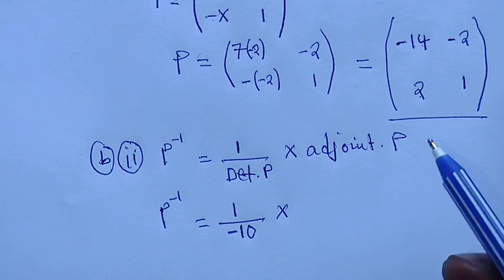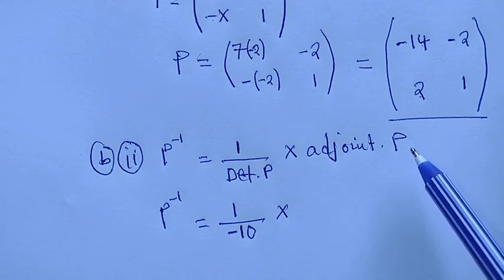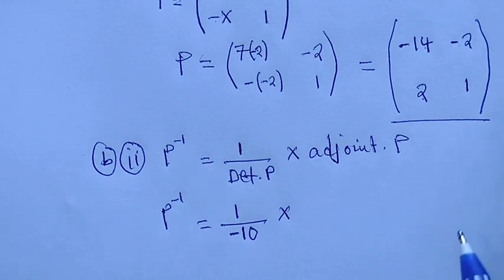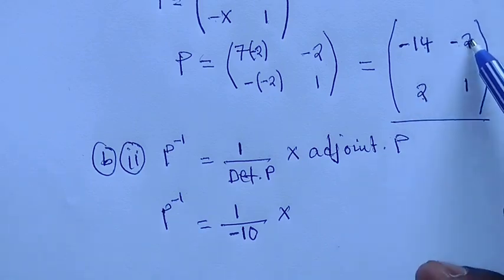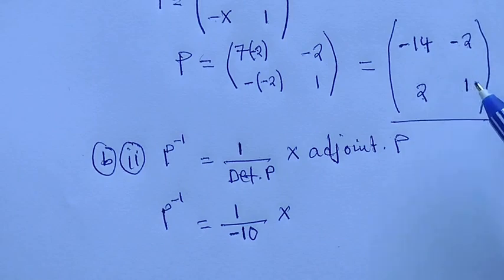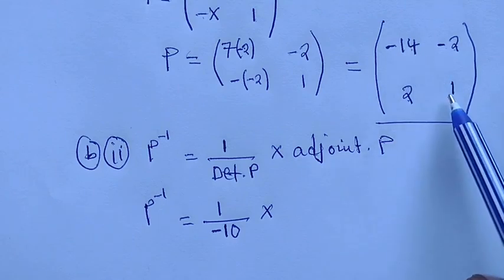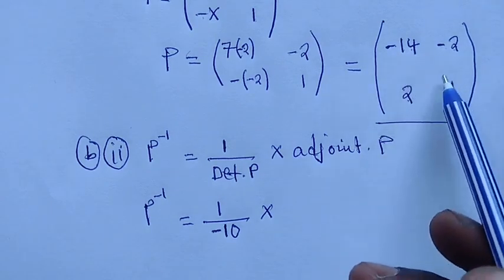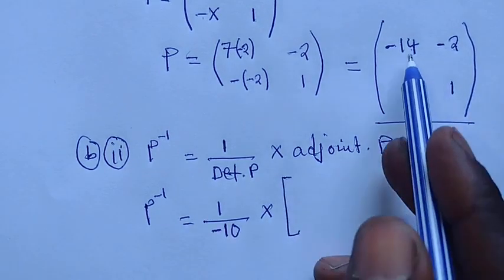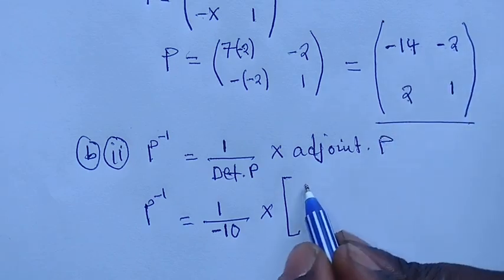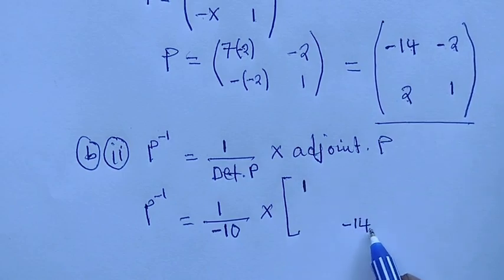Times, so how do you find the adjoint of the matrix? To find the adjoint of the matrix, it's a very simple process. We will just interchange. We have the trailing diagonal and the major diagonal. This is the major diagonal element. So these major diagonal elements will interchange. What I mean is, since here you have a negative 14 and here 1, the 1 will be where the negative 14 is, and the negative 14 will be where the 1 is.